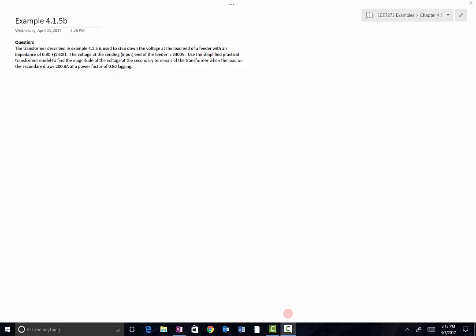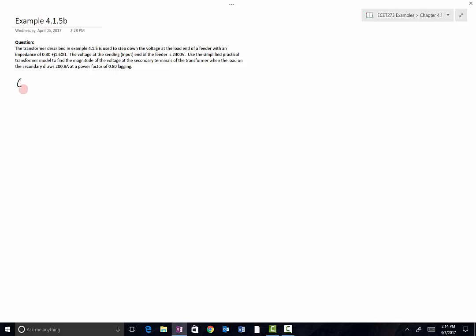Example 4.1.5b: the transformer described in example 4.1.5 is used to step down the voltage at the load end of a feeder with an impedance of 0.3 plus j1.6 ohms. The voltage at the input end of the feeder is 2,400 volts. Use the simplified practical transformer model to find the magnitude of the voltage at the secondary terminals of the transformer when the load on the secondary draws 200.8 amps at a power factor of 0.8 lagging.